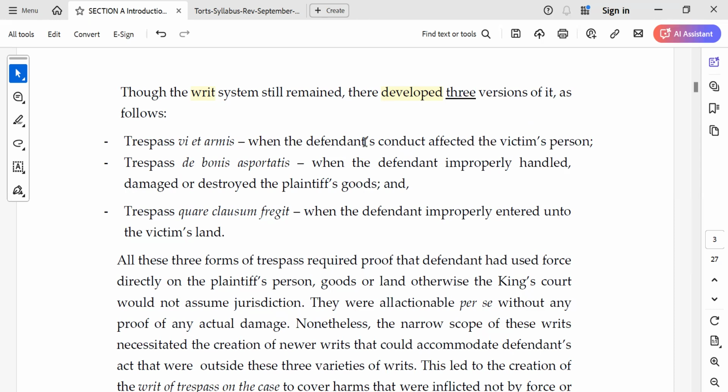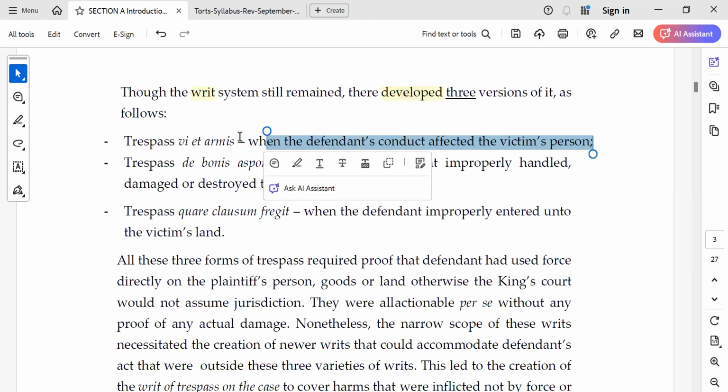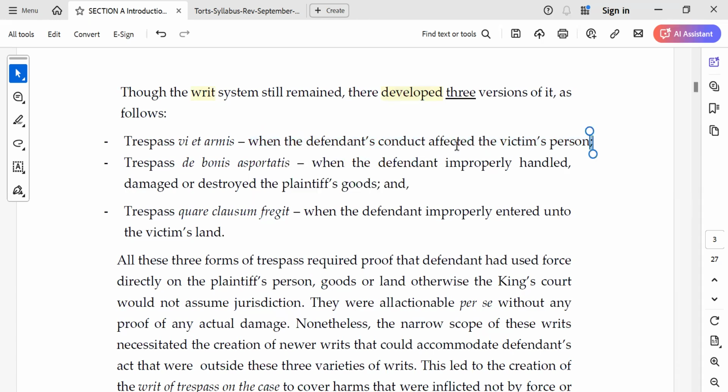Trespass vi et armis is when the defendant's conduct affected the victim's person. Now the meaning is different, and the ambit of application is different. Person means the body, the person himself, not their effects, not their items or property or anything else. It is affecting them themselves. And we saw in the syllabus as well, it is covered under a whole different section, so they have covered assault, battery, everything.